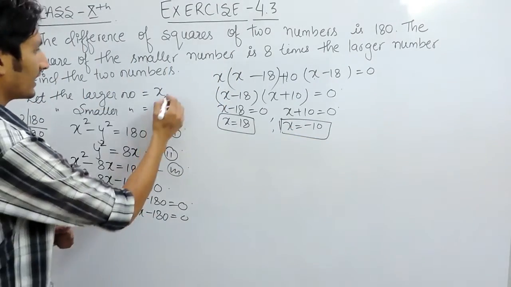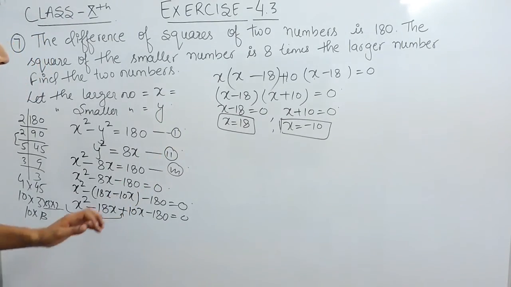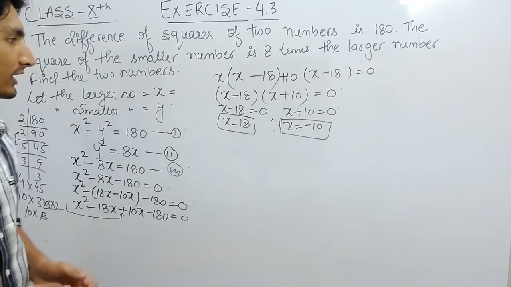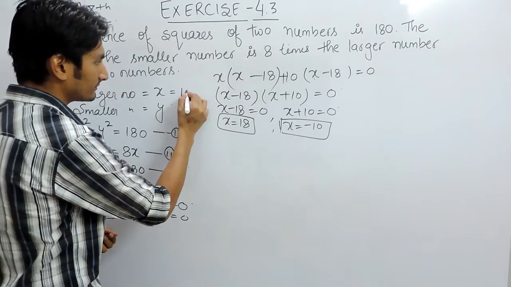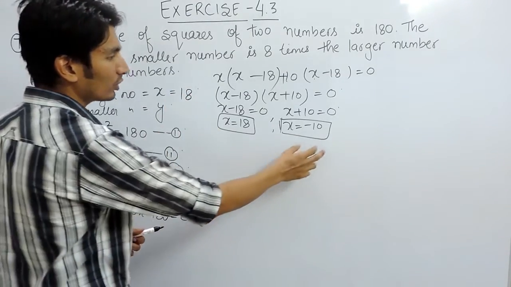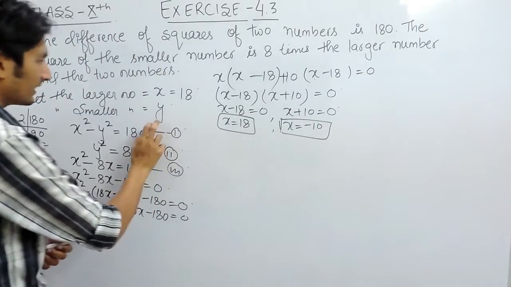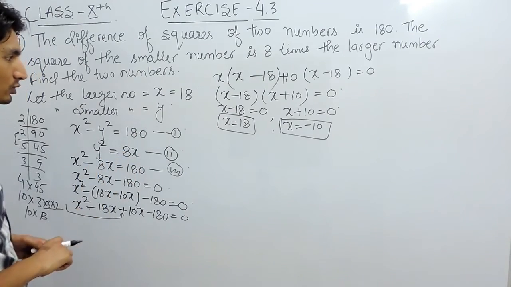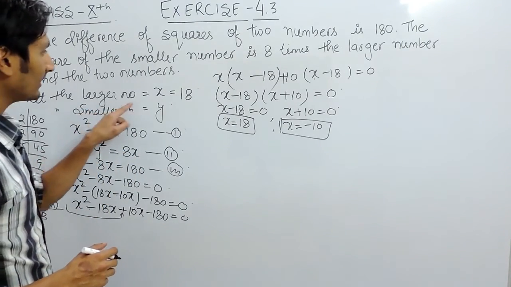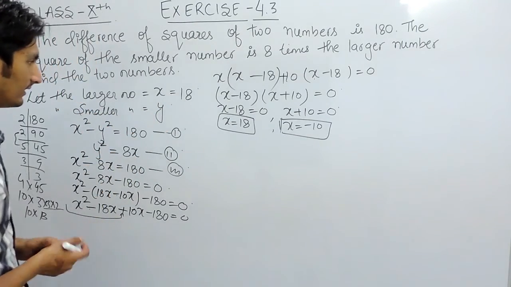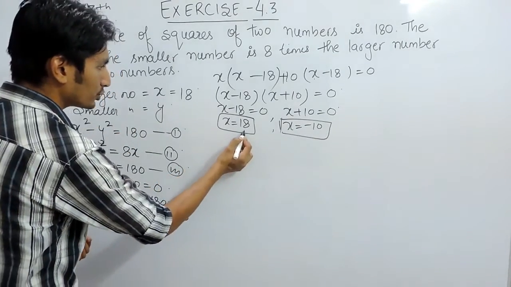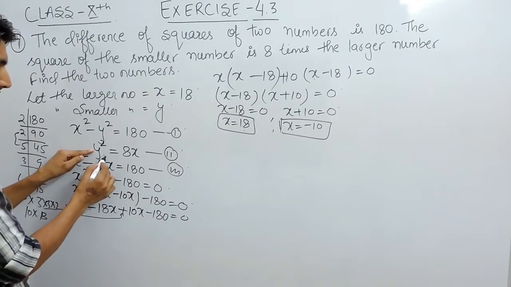x is basically the larger number, so the number cannot be negative. So the number must be positive, because when you solve this for the negative value, the result for the smaller number will not come as required. So our larger number is 18 and the smaller number is y, and if you want to find the value of y, substitute this value of x in this equation.